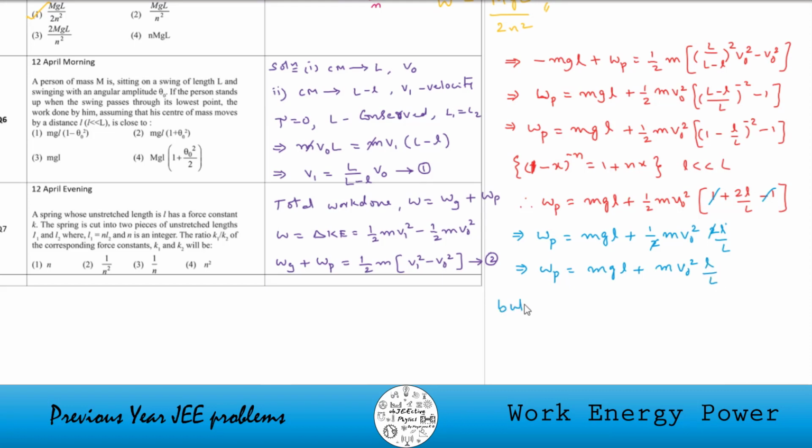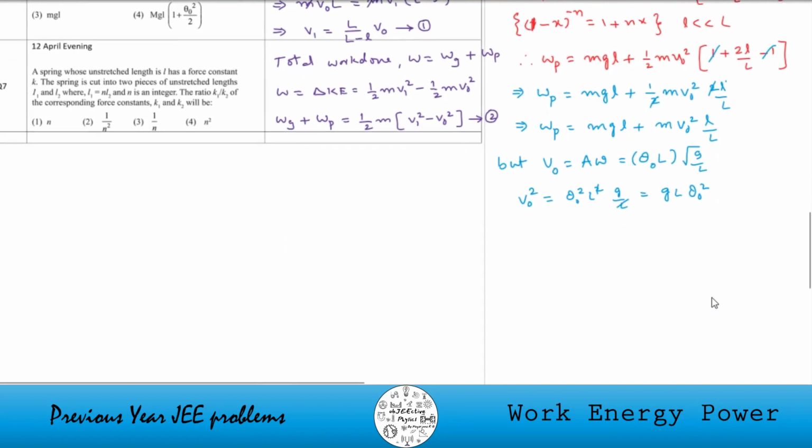But we know that in case of a simple pendulum or simple harmonic motion, the velocity at the mean position V0 can be written as A into omega, where the linear amplitude and angular amplitude relation is theta naught into L, and omega can be written as square root of g by L. So V0 square is equal to theta naught square L square g divided by L, one L cancels, that is equal to g L theta naught square.